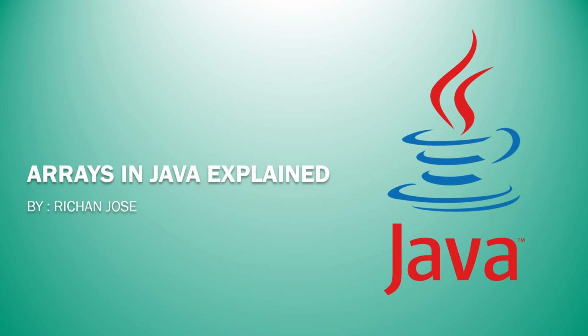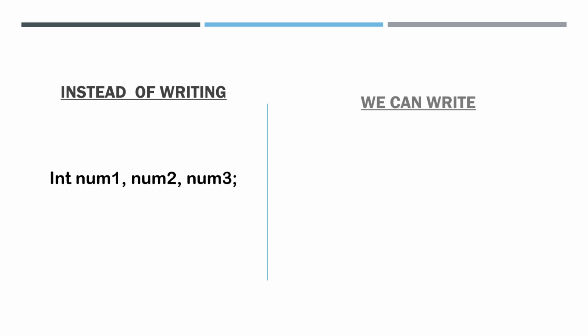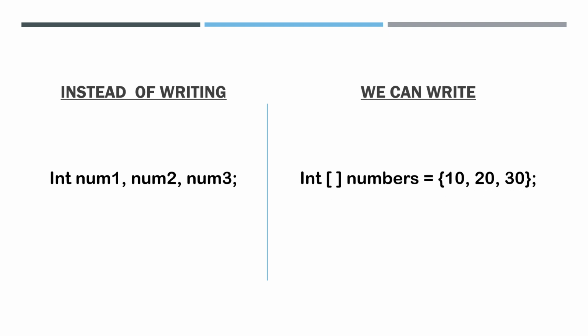They allow us to store multiple values of the same type in a single variable, instead of declaring multiple separate variables. For example, instead of having int num1, num2, num3, we can create one array like int[] numbers = {10, 20, 30}. This makes our code cleaner, easier to manage, and more efficient.